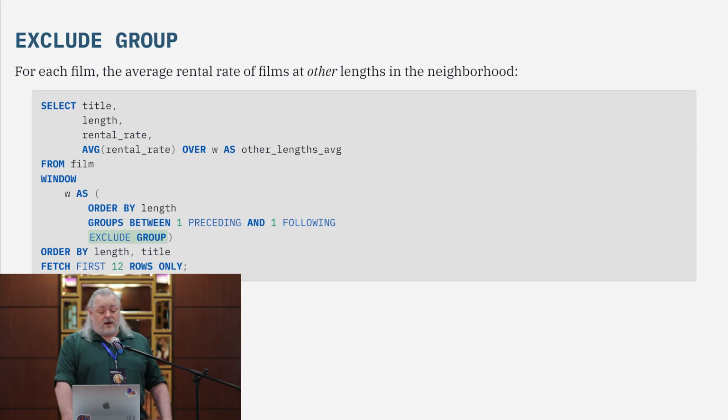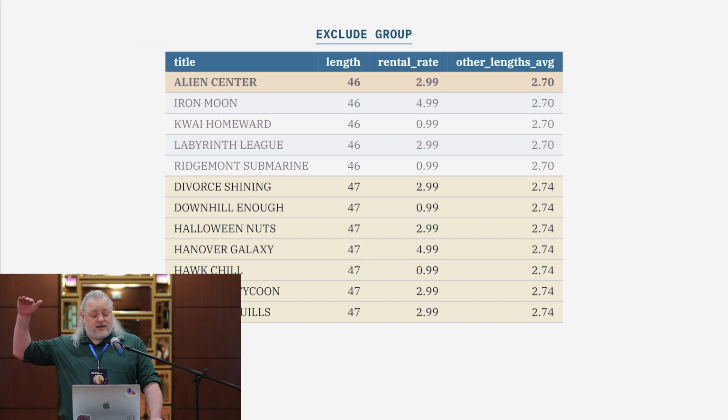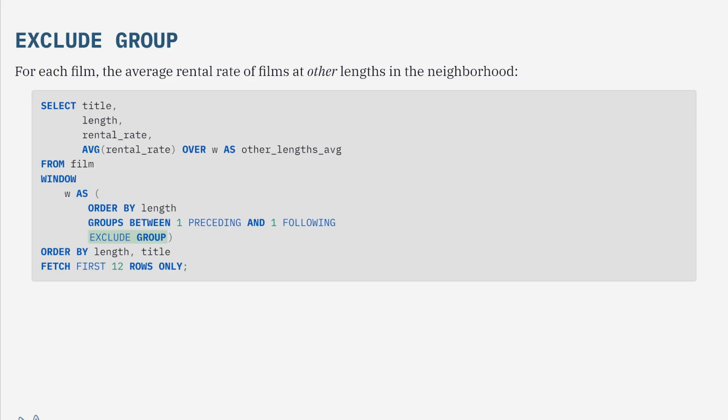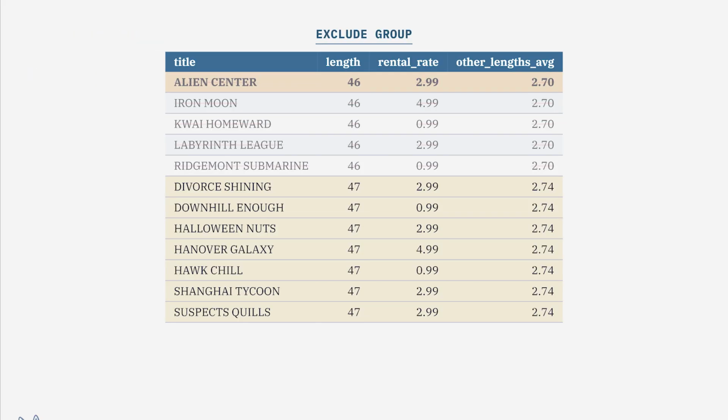So we can exclude the whole group also. So here again, we're on Alien Center as the current row, and we're just getting rid of everything in the group. Like we don't want anything with length 46 to come into our average. So here we're averaging whatever came before 46, which might be 45 or it might be 30. We don't know because it's not in the data supplied. But the query is groups between one preceding and one following. So the current row on Alien Center is between whatever the earlier length is and 47. It's averaging those, but excluding all of the films of length 46.